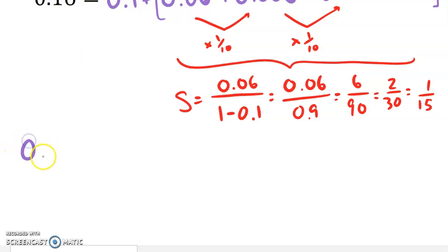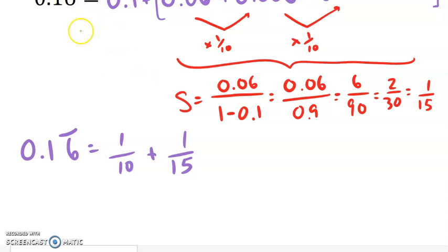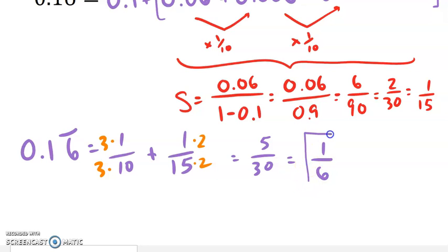So if we have 0.1 with a 6 repeating, that's the same thing as 1 over 10 plus 1 over 15. And we can find a common denominator here. We'll multiply by 3 over 3 here, and we'll multiply by 2 over 2 here to get a common denominator of 30. So we've got 5 over 30, right? 3 plus 2 is 5. And then we divide everything by 5, and we get 1/6. So that would be the ratio form of the rational value 0.16 repeating.